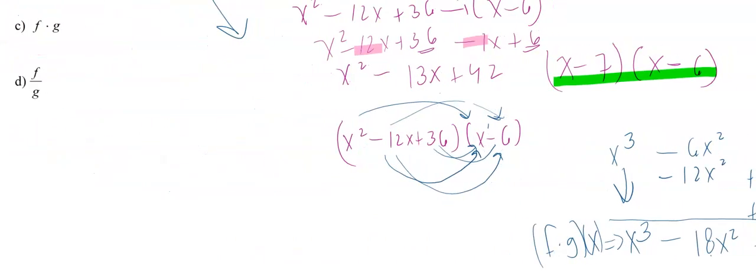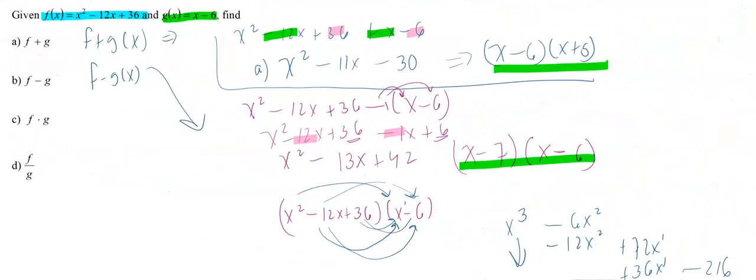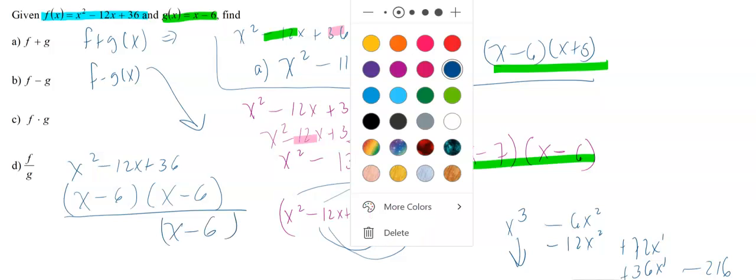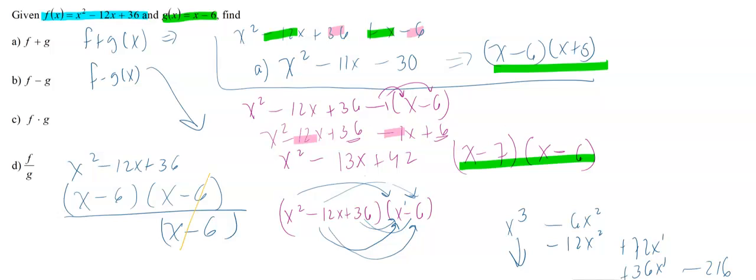And the last one is f divided by g of x. So I'm going to take that x squared minus 12x plus 36, and I'm going to factor it. That's my f of x. So x minus 6 times x minus 6, and then if I divide that by g of x, x minus 6 binomial, leaving me with an x minus 6.